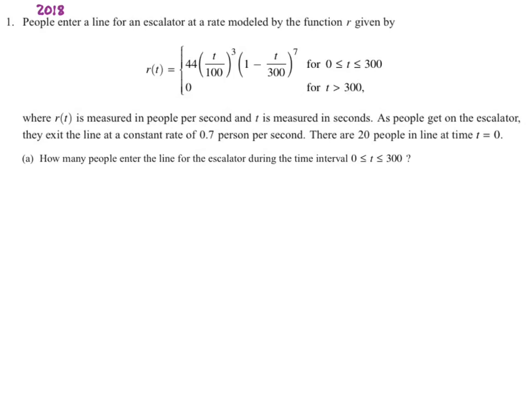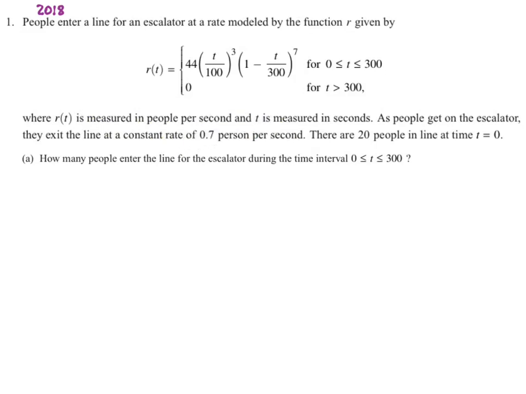It is talking about the escalator and the amount of people that enter and exit the escalator. So it says that people enter a line for an escalator at a rate modeled by the function r given below. So notice that r is the rate at which people enter a line. So we would call this the rate in. So rate is measured in people per second and t is measured in seconds.